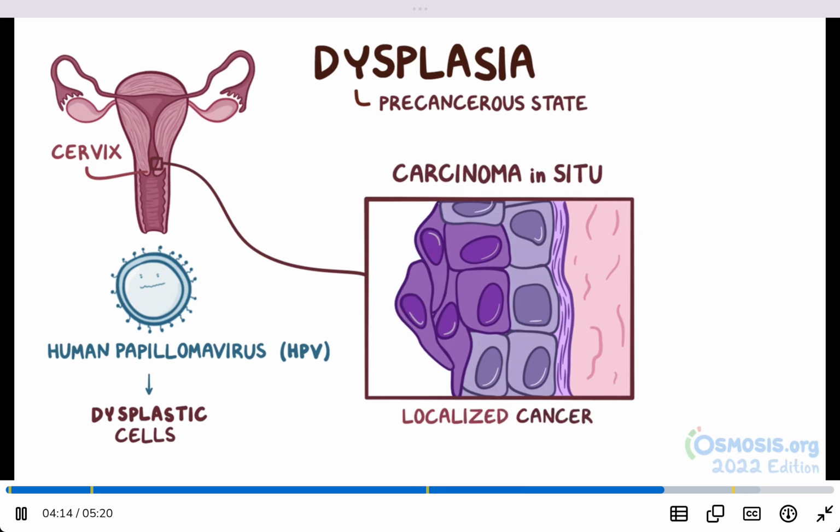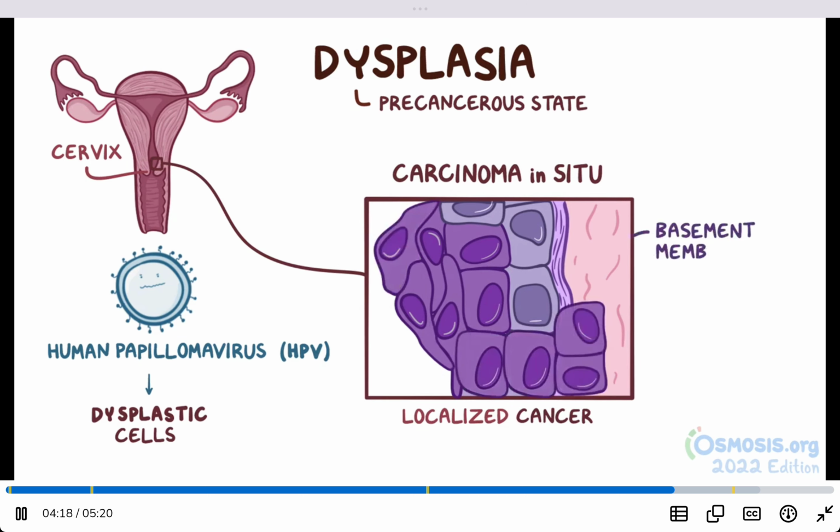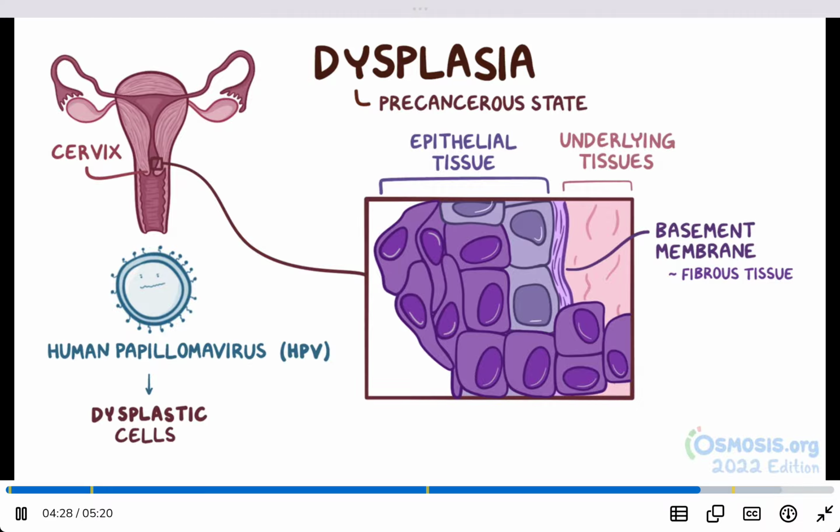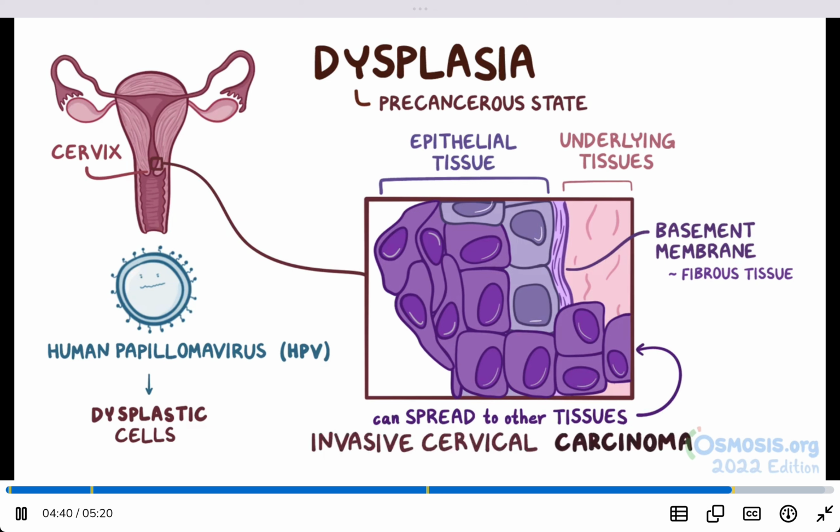Sometimes these immature and abnormal cells start to multiply so much that they break through the basement membrane. The basement membrane is a layer of fibrous tissue that separates epithelial tissue from underlying tissues. So, if the cells break through that barrier and continue multiplying, they can begin exerting pressure on local tissues and break off clumps of cells that can go off to other tissues to spread the problem. At this point, it's considered an invasive cervical carcinoma.